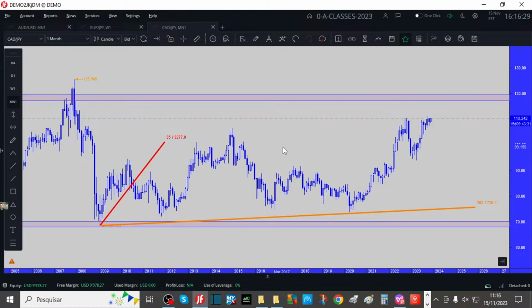See how easy it is to make mistakes? Which one is the correct one? Type in the chat. The red one is the correct uptrend line, or the orange one is the correct uptrend line?